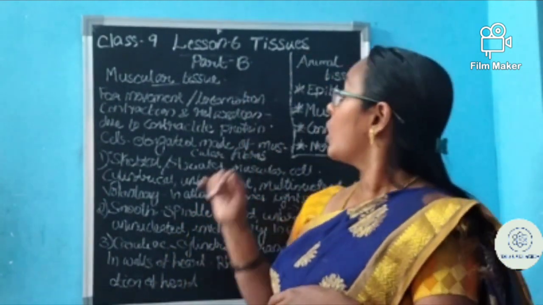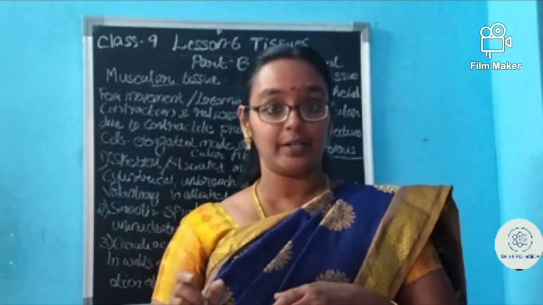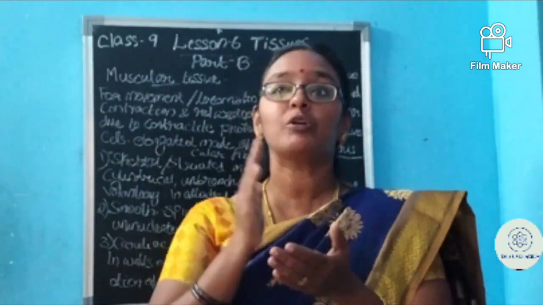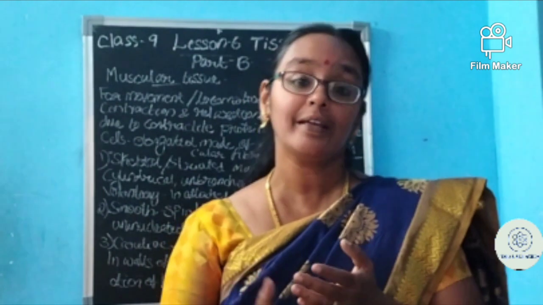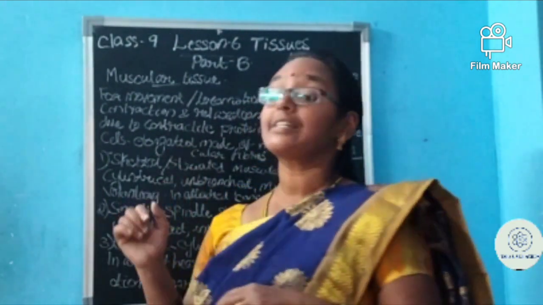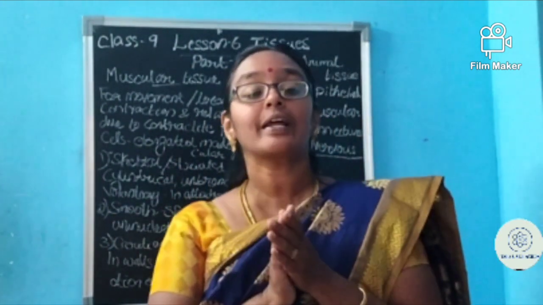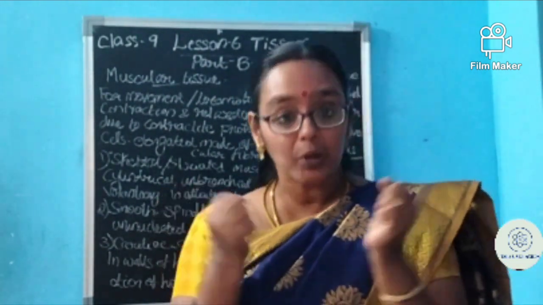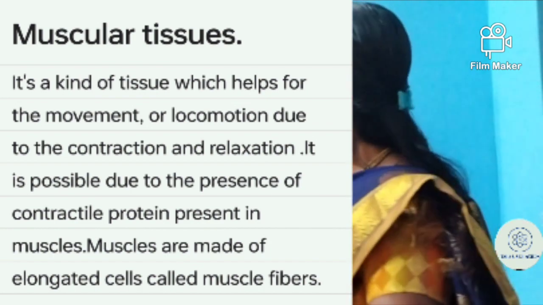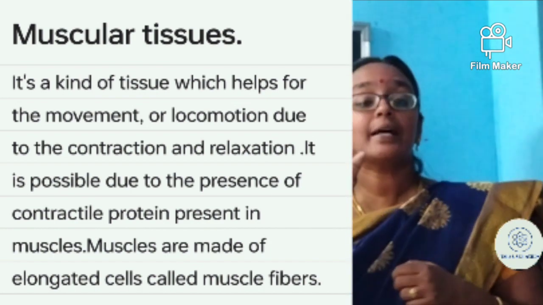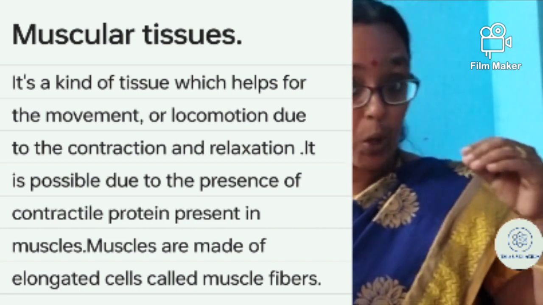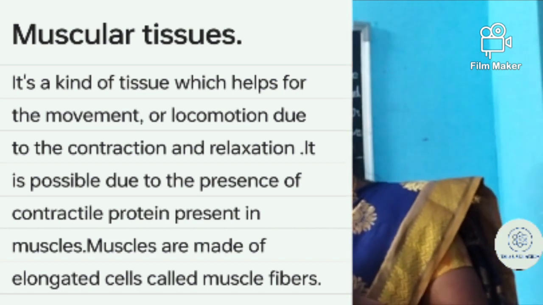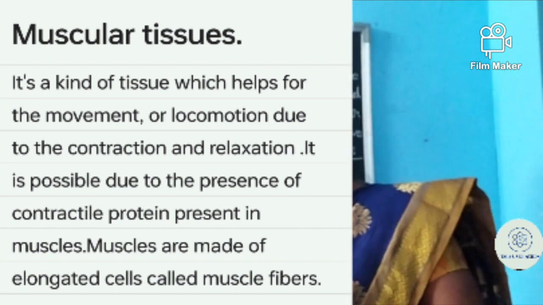Contractile: C-O-N, T-R-A-C, T-I-L-E. If you split it like that and learn, the spelling will be in your hand. Because of the presence of these contractile proteins, the muscles are able to be contracted and relaxed. Then elongation: the muscle cells are able to be elongated. Actually, they are made of muscle fibers. Muscle cells are made of muscle fibers.